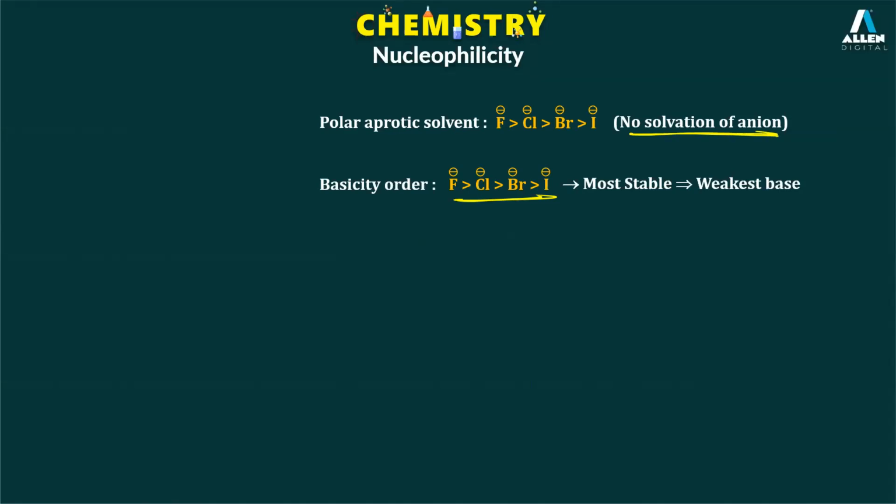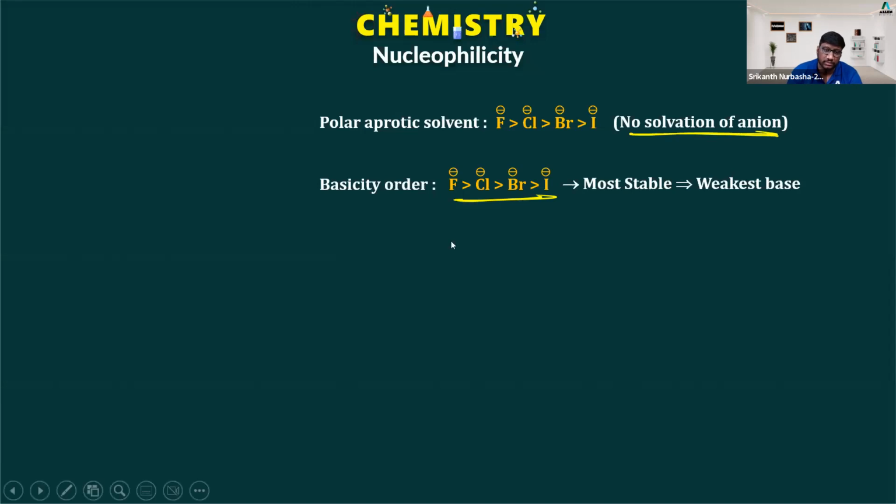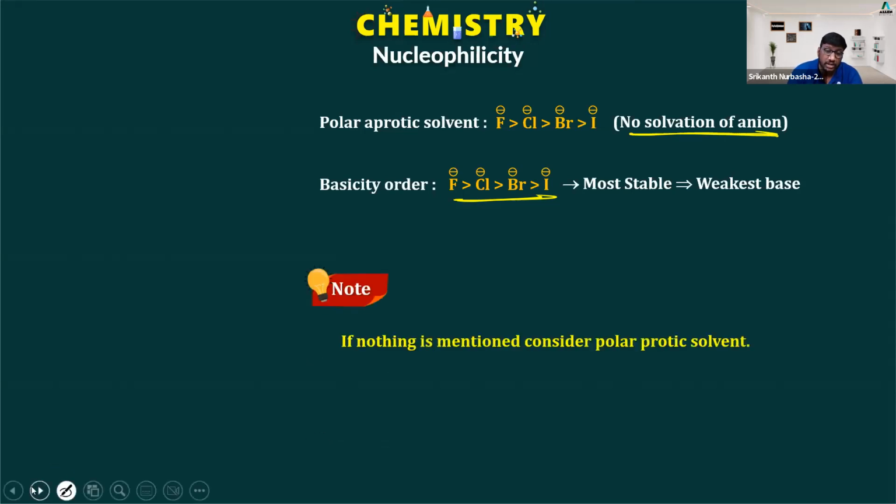Yes, sir. And if they have not mentioned any solvent, then which solvent do you have to consider? If they have not mentioned any solvent, you have to consider the universal solvent, polar protic solvent only. You should not consider polar aprotic solvent if they have not mentioned it. If nothing is mentioned, you have to consider polar protic solvent only.